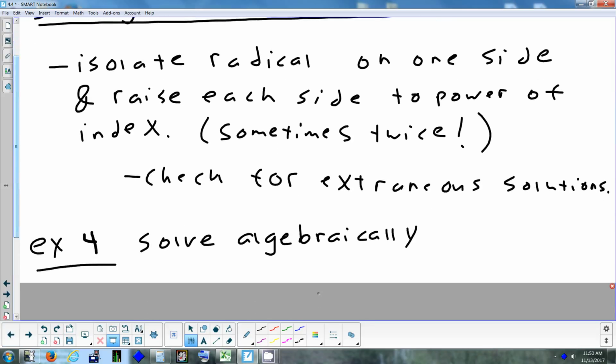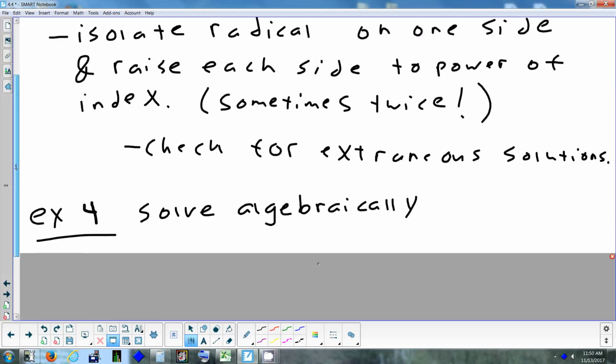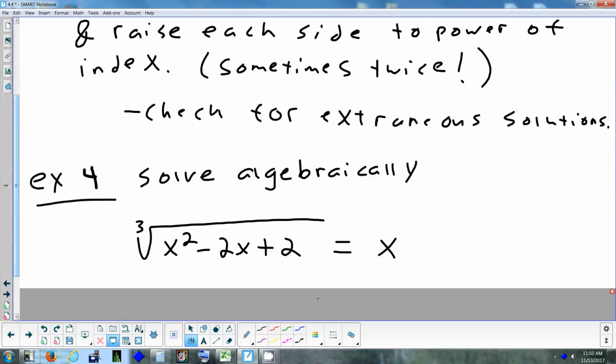Okay, I'm going to start off with one where the root is already by itself. Okay, it's the cube root of x squared minus 2x plus 2. Now, if I'm writing solve algebraically, this has got to work out nice somehow. Somehow it's going to factor, or the numbers are set up to make it work. Because if you just pick any numbers, you're not going to be able to solve this with algebra.